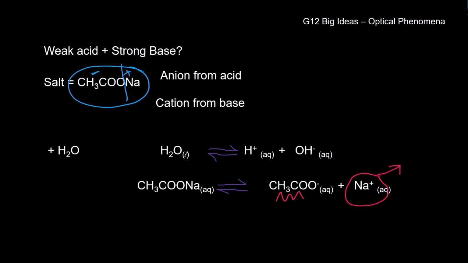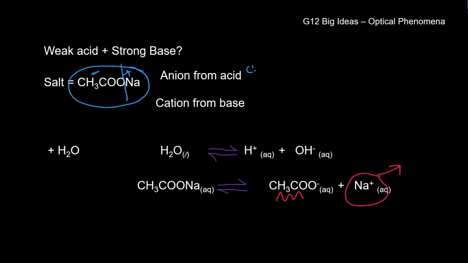So the acetate ion is the negative ion, and that is going to come from the acid. So this will be acetic acid, vinegar, or CH₃COOH. The cation is going to come from the base, that's sodium, so it's going to be sodium hydroxide, NaOH. Okay, so we know that that is the strong base. The vinegar, we know, is a weak acid. Now what happens when we have a look at the products?